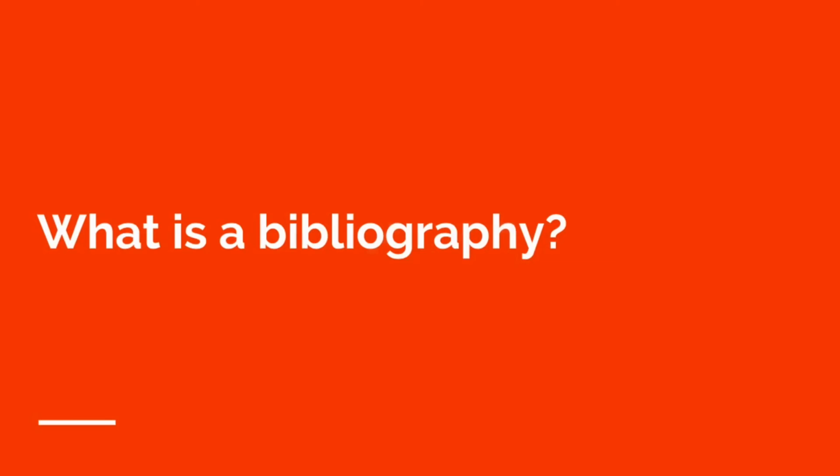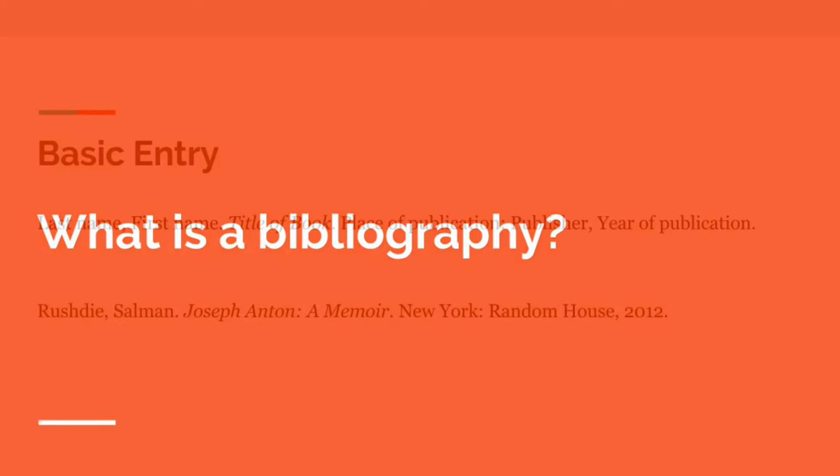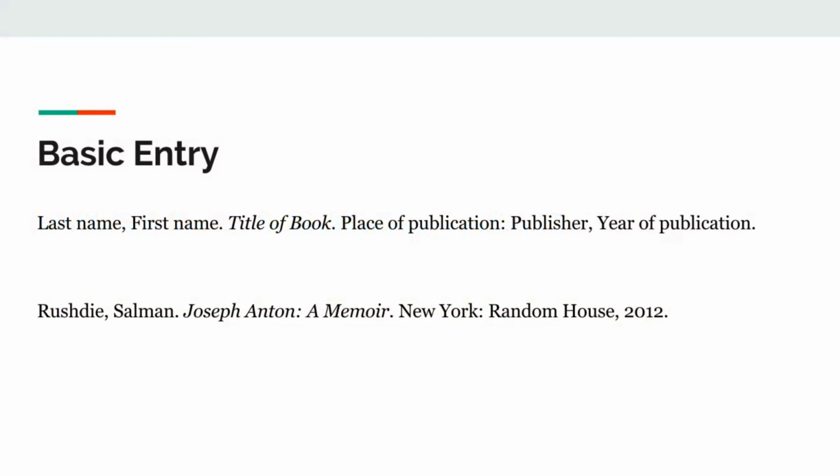The bibliography is a list of all the sources used in the paper. The list includes the important publication details of the sources. Not to be confused with the endnotes or footnotes, the bibliography is the full version of the citations used in the paper. The most basic entry of the Chicago-style bibliography contains the name of the author, title of the work, place of publication, publisher, and year of publication. The bibliography must be in alphabetical order by author and double-spaced.